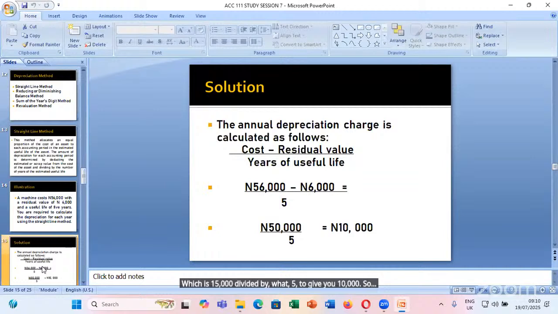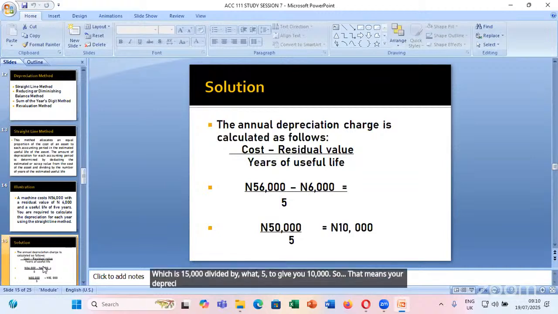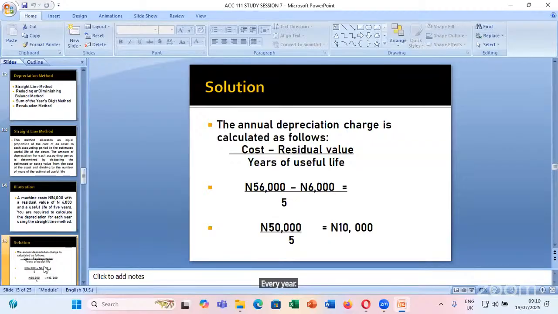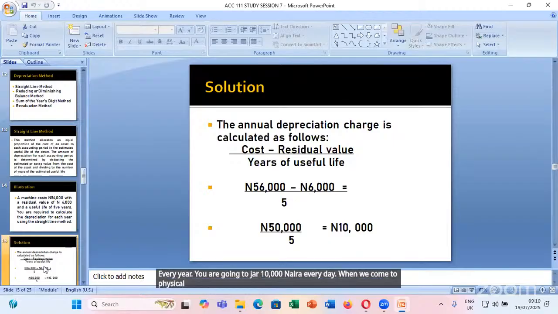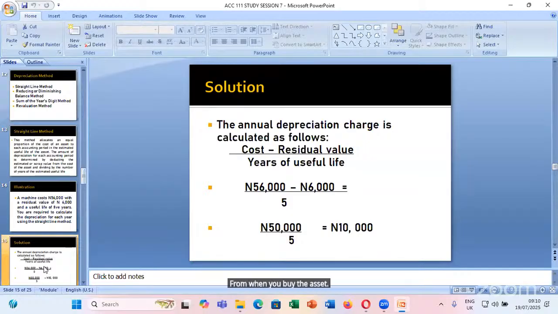So that means your depreciation, you are going to charge what? 10,000 naira every year. You are going to charge 10,000 naira every year. When we come to the physical class, we'll still go through this so that you understand how the posting will be, from when you buy the asset, how you're going to do the depreciation, and how you're going to deduct it from your profit, charging it in your statement of financial performance.